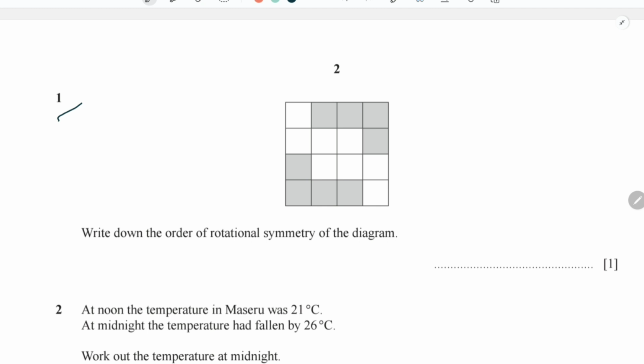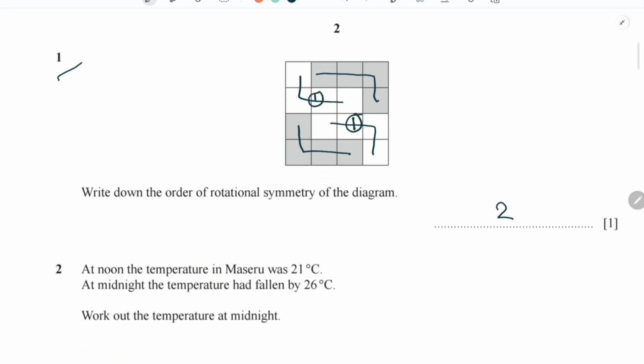Okay, so first you see the pattern. You see this pattern in this diagram and this one, right? So you see how many times this pattern fits inside the diagram, like one time here and one time here. That means 1 and 1, so it becomes 2. Okay, so the answer is 2.